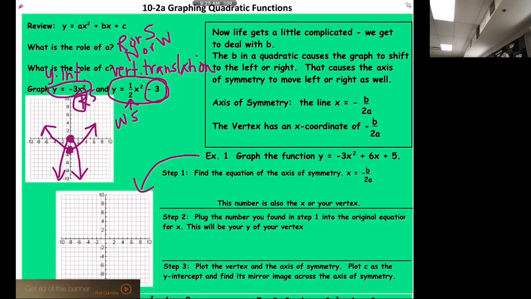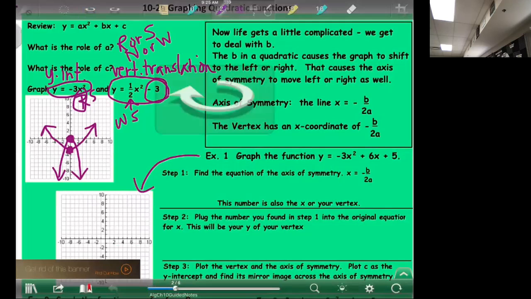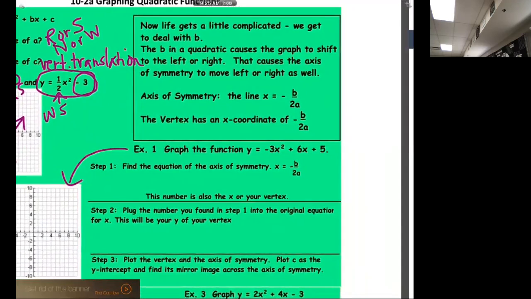Okay. So now life gets a little more complicated. We get to deal with B. Now that's okay. It's all good. No worries. That's why you have me. So I can teach you how to do this stuff.